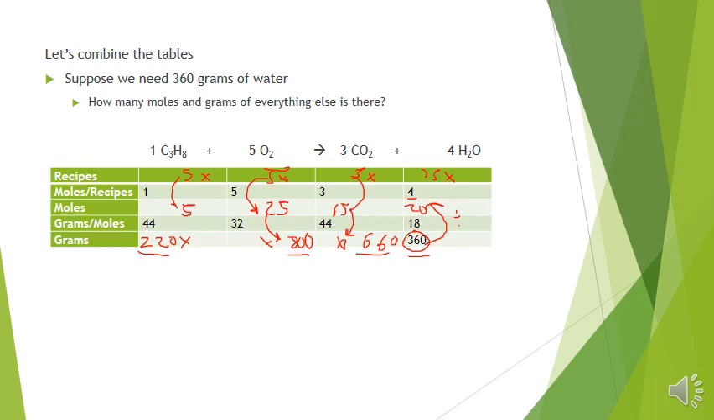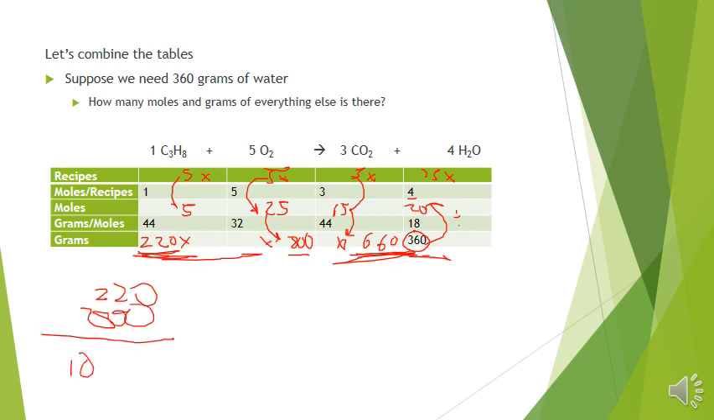Now, one more thing I want you to see out of this is that the sum of the masses of the reactants should equal the sum of the masses of the products. Okay, so 220 plus 800 equals 1020. Okay, and then 660 plus 360 is 1020.